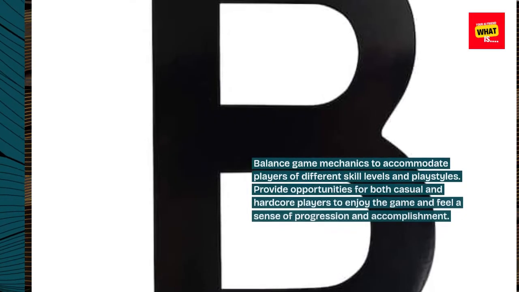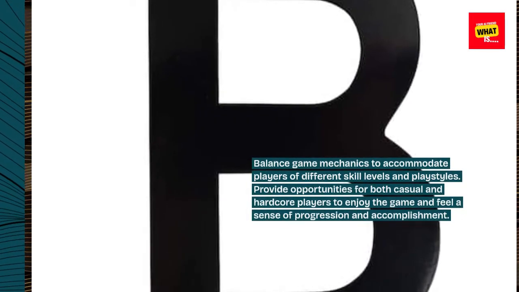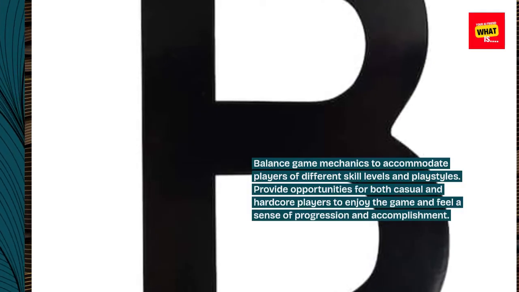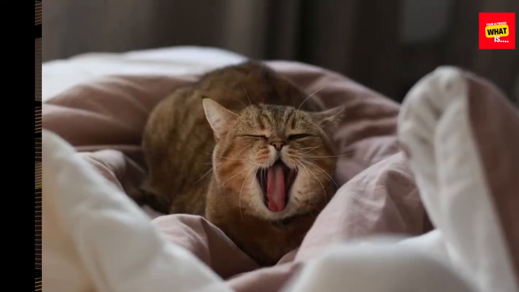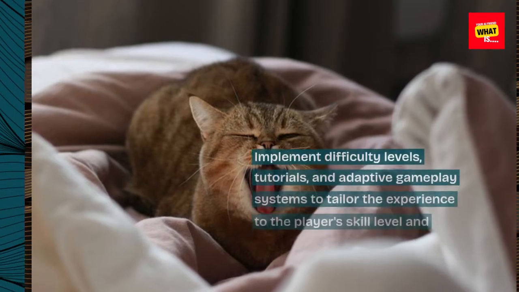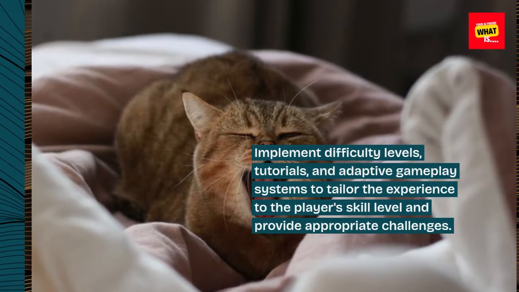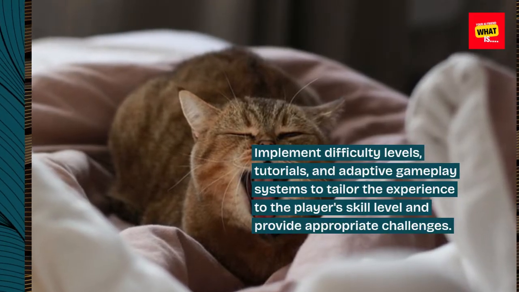Consider player skill and progression. Balance game mechanics to accommodate players of different skill levels and playstyles. Provide opportunities for both casual and hardcore players to enjoy the game and feel a sense of progression and accomplishment. Implement difficulty levels, tutorials, and adaptive gameplay systems to tailor the experience to the player's skill level and provide appropriate challenges.